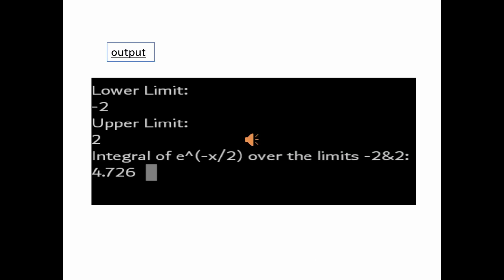In the next slide we are giving the output. In the first line, for the lower limit we are entering the value minus 2, and in the next line for the upper limit we are entering the value 2. Then integral of e raised to minus x by 2 over the limits minus 2 and 2 is equal to 4.726.